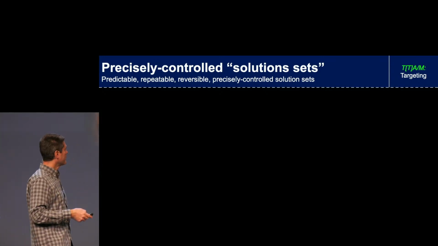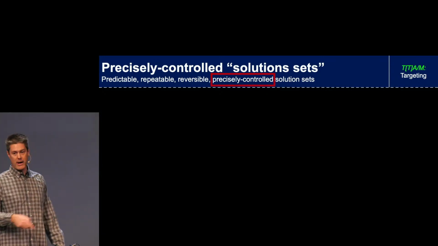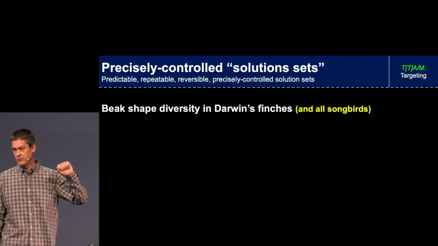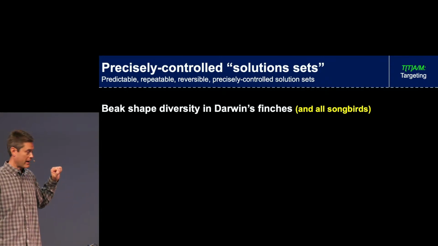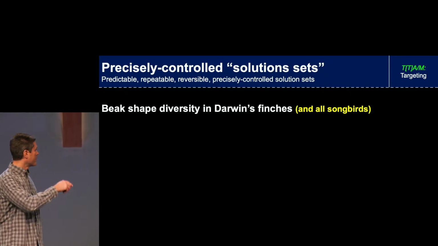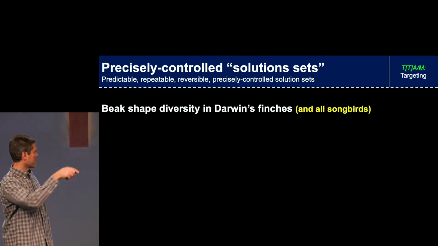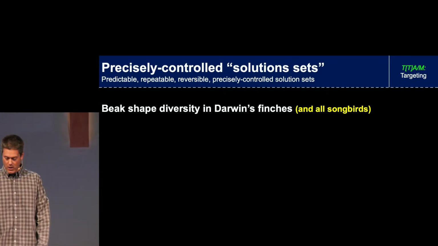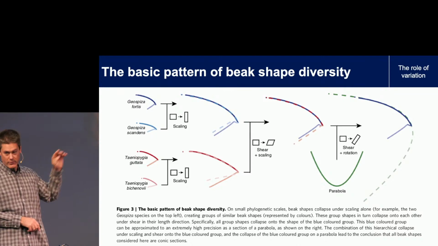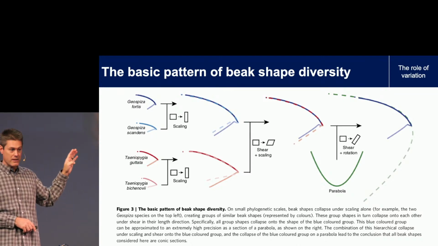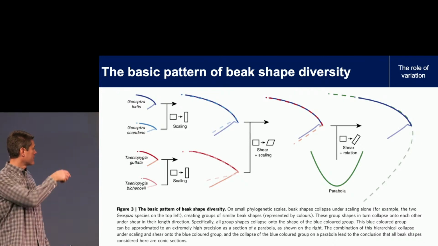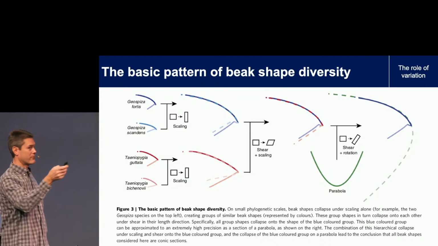As an example, we're going to go right back to the beak shape in songbirds, not just Darwin's finches, but all songbirds. If you remember from the quote that I had out of the study, it's not just Darwin's finches, but all songbirds. So remember that with those songbirds, all of the beak shapes could be mapped onto a parabola. They're a conic section. It's very precise in shape as well as in mathematical function.